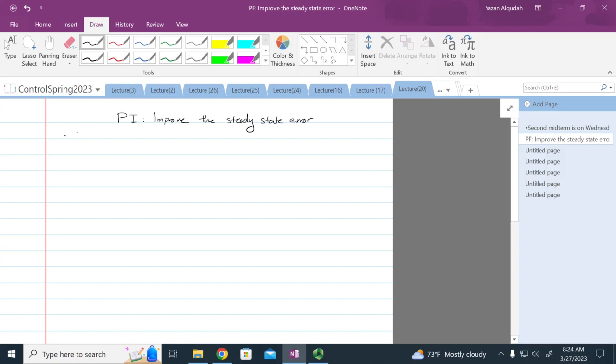And we know in order to improve the steady state error, what do we have to do? What do we do to improve the steady state error? Yes, we can increase the type. How do we increase the type of the system? We add an integrator. Excellent. We add a pole at the origin.